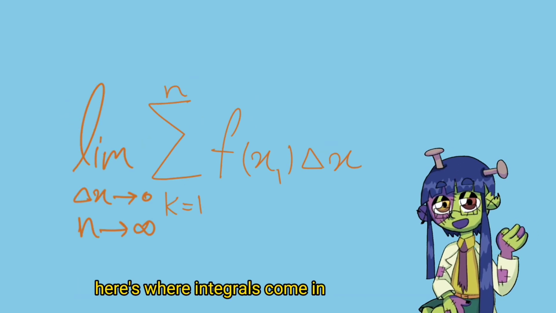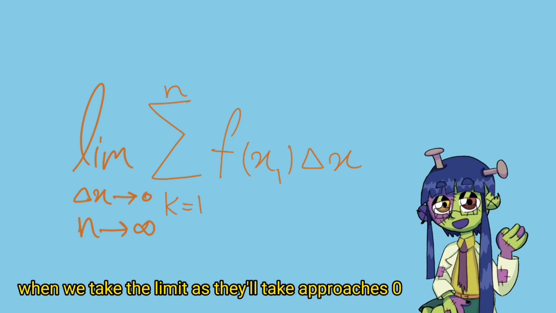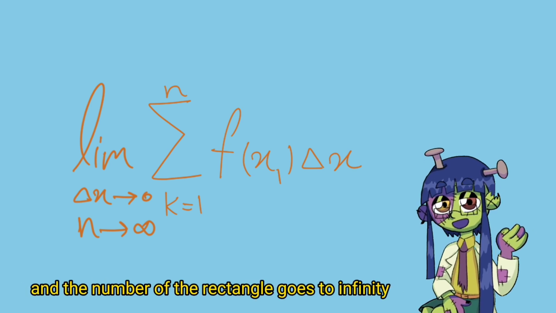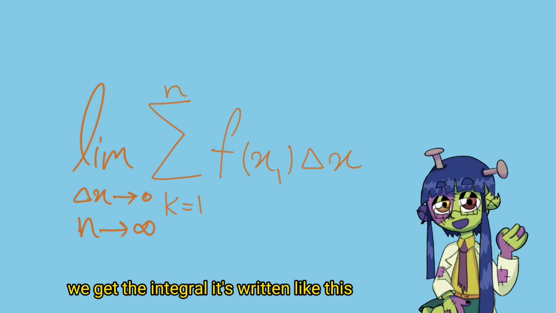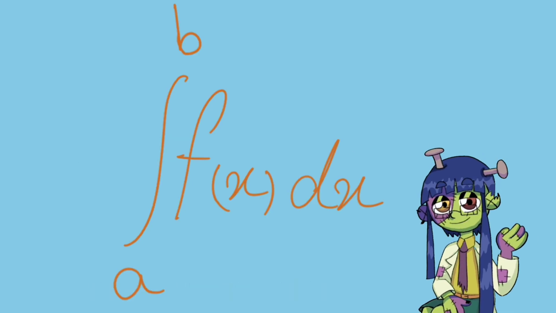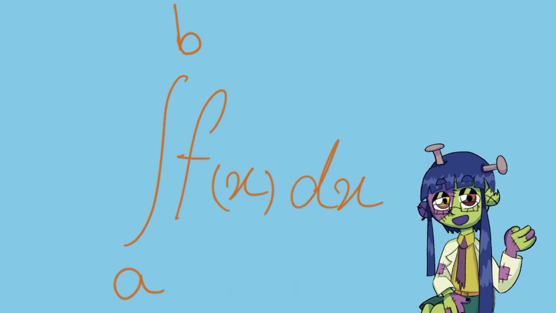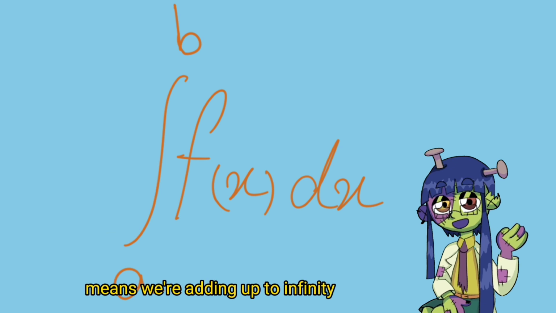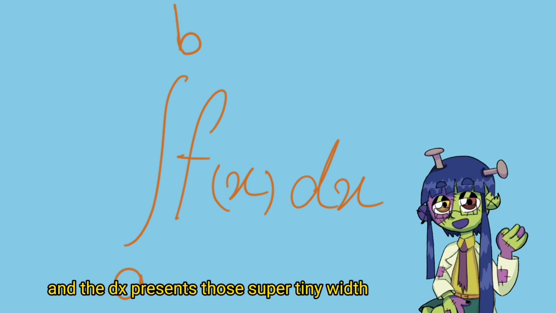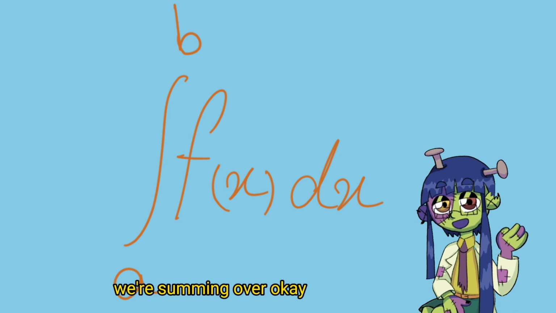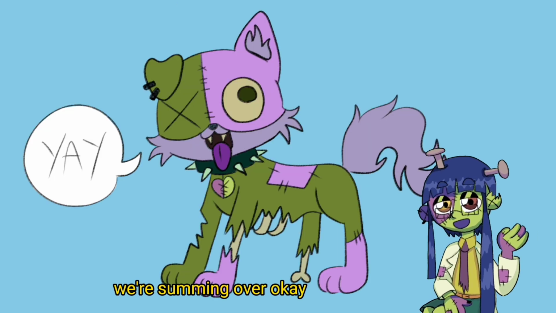Here's where integrals come in. When we take the limit as delta x approaches 0 and the number of rectangles goes to infinity, we get the integral. It's written like this. This fancy S-shaped symbol means we're adding up infinitely many tiny areas, and dx represents those super tiny widths we're summing over. Okay, so now you know what integrals are.